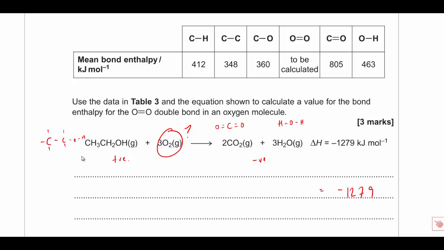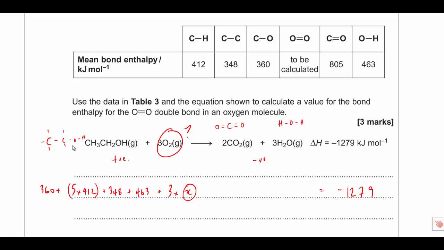So 1, 2, 3, 4, 5 CH bonds. So 5 times 412. Add 1 CC, add 348. Add 463, that's my OH bond. Add 3 times X. Okay, that's my unknown as it stands. So we're happy with that. 348, 463, 5 times 412. So yeah, just checking I've got all those. I've got all my right values. 463, 348. Oh, forgot one. CO. Add 360.